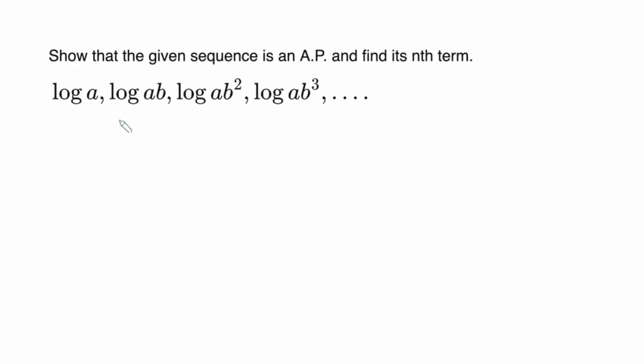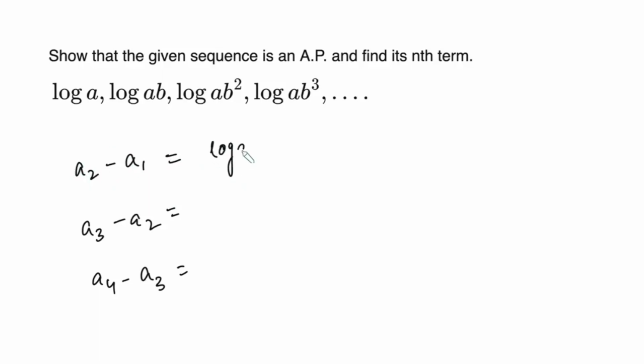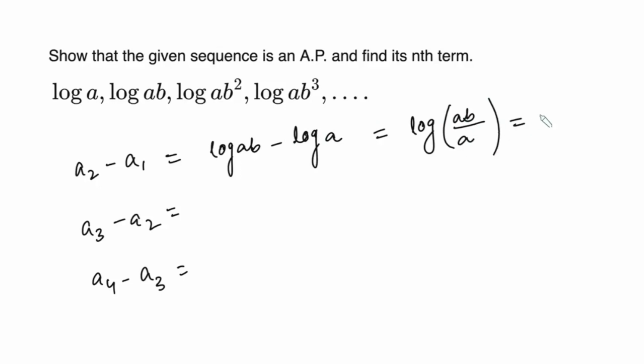In order to prove that this sequence is an AP, we will find the difference of the second term and the first term, the third term and the second term, the fourth term and the third term. Second term minus the first term gives us log AB minus log A. And by using the log properties, we know that log A minus log B is the same as log A over B. So it will be log AB over A, which gives you log B.